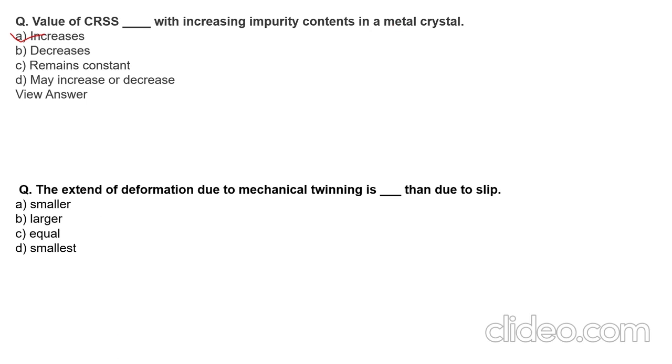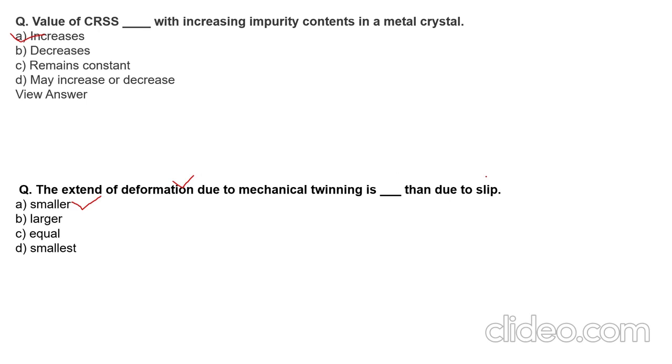Okay. Then we have another question that says the extent of deformation due to mechanical twinning is dash than due to slip. So if you have mechanical twinning occurring in a material and slip occurring in a material, which of the two will have more deformation effect, twinning or slip? Twinning does not have as major a role to play in deformation as slip. Slip is again the movement of a complete plane across a slip plane, right?